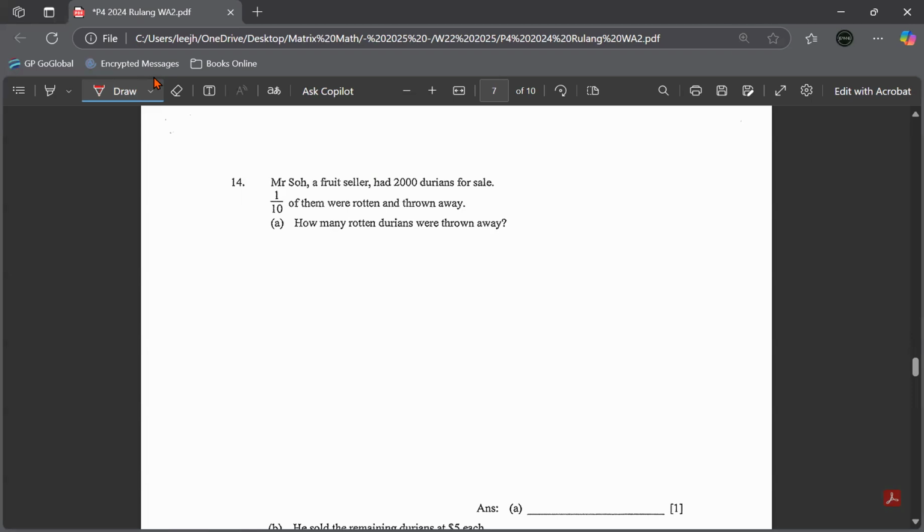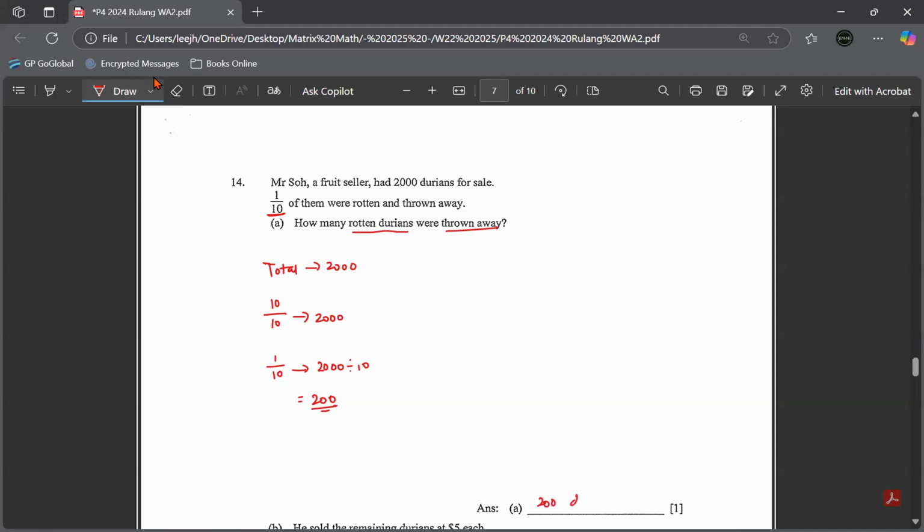So you know that total 2,000, 110 thrown away. So which means that total 2,000. So if 110 thrown away, it means that total is one whole. So which means 10 out of 10 is a value of 2,000. So look at 1 over 10. So 2,000 divided by 10, 200. Rotten durians thrown away is only 110. So answer here, 200 durians.